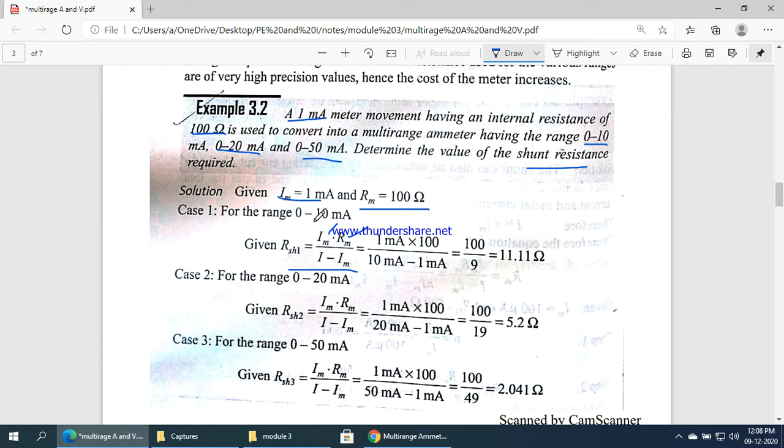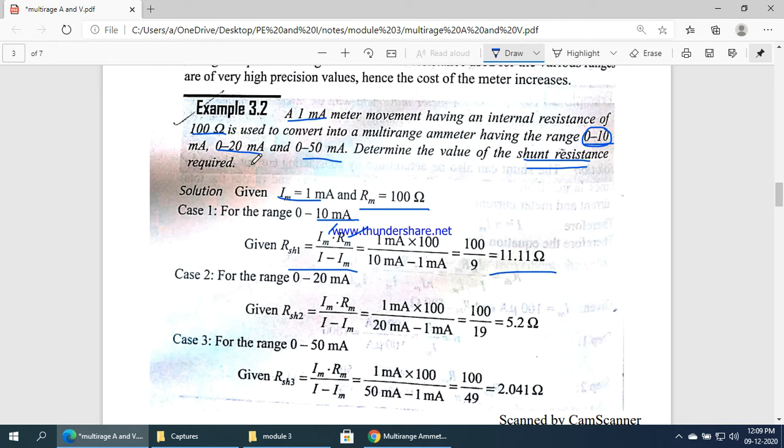The 100 ohm is given, is used to convert to a multi-range ammeter having a range of 0 to 10 milliamps. So now we are converting to one multi-range ammeter which must be capable of calculating up to 10 milliamps. So up to 10 milliamps is nothing but the total current, I value. I value we know and Im value also we know. After substituting all values we can determine the shunt resistance required to measure 0 to 10 milliamps from this meter. Clear? So that is 11.11 ohm.